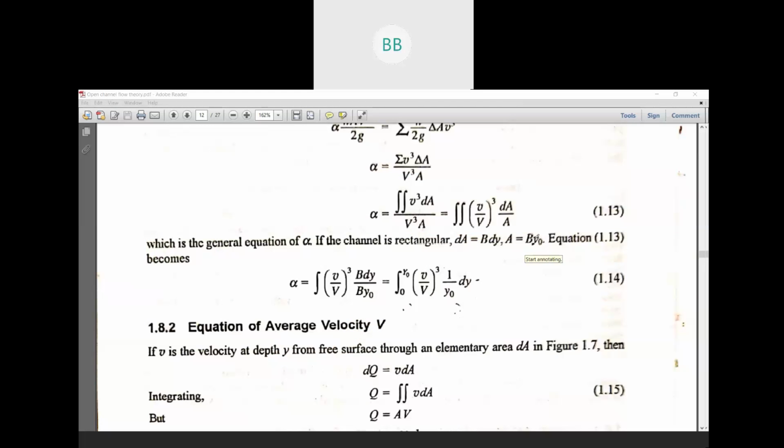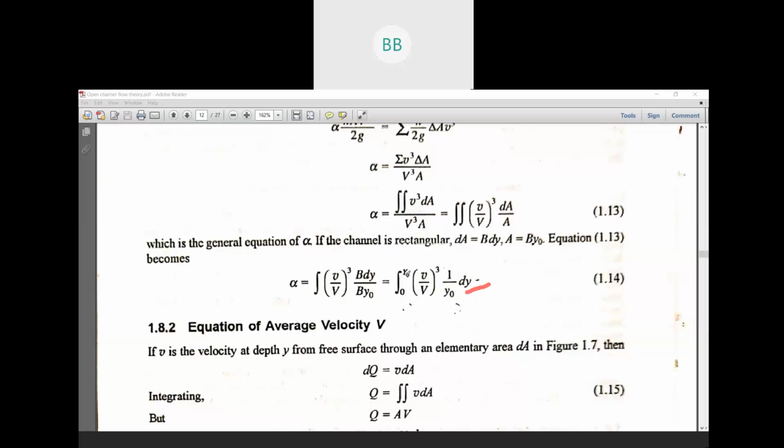Now you substitute in this equation. Alpha is equal to small v by capital V whole cube. In place of dA, that is the area for that small area that we have considered, it will be B multiplied by dy, and divided by the whole cross-sectional area, that is nothing but B into y naught. Then this B will cancel out, that is the width of the channel cancels out. What will be left is small v by capital V whole cube, y by y naught, dy.